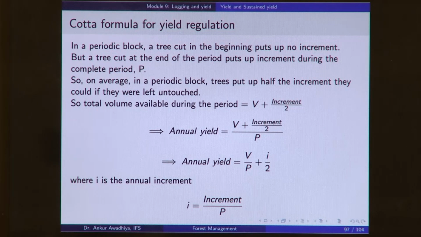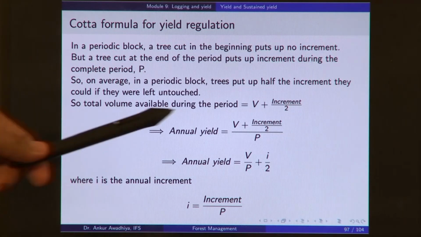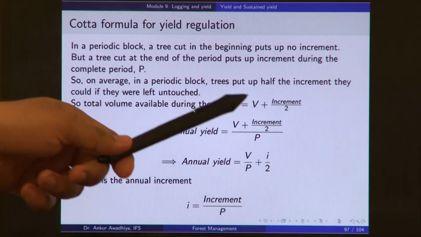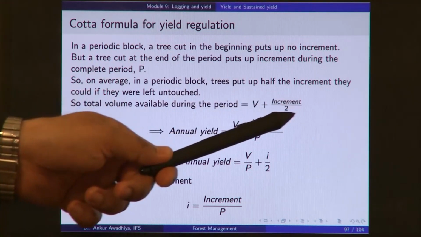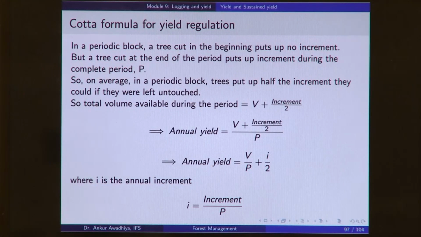So, on average in a periodic block, the trees will put up half the increment they could if they were left untouched. So, here again we are looking at the average values. There are some trees that are putting up increment for all the p years, there are some trees that are putting up increment only for 0 years, or rather no increment. So, on an average we can say that the trees will be able to put up half the increment over p years or full increment over p by 2 years. So, in this case the total volume that is available during the period is equal to the volume that you have in the stand plus the possible increment divided by 2.